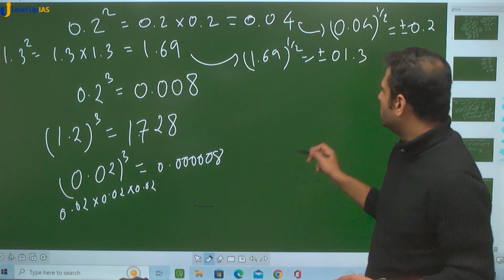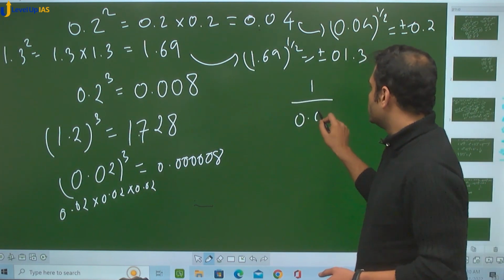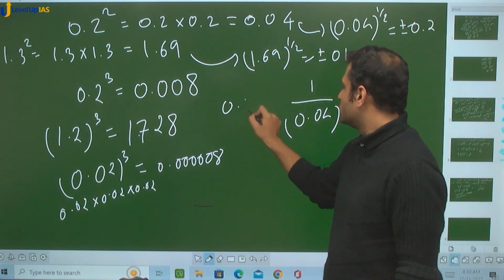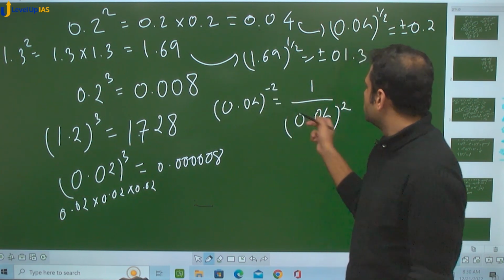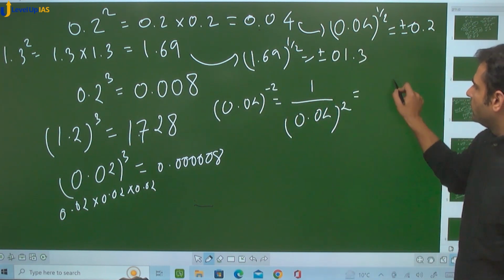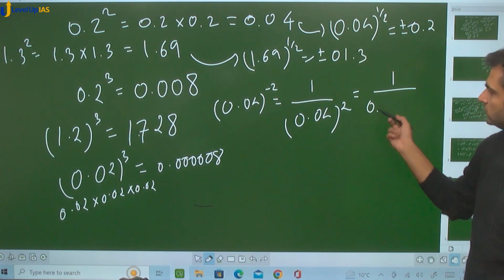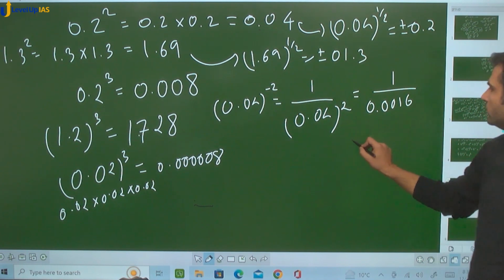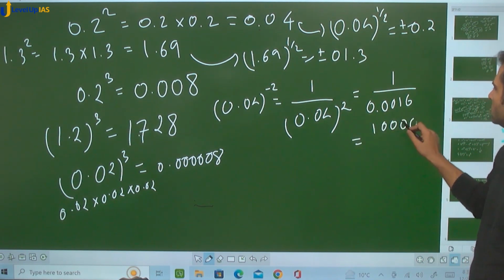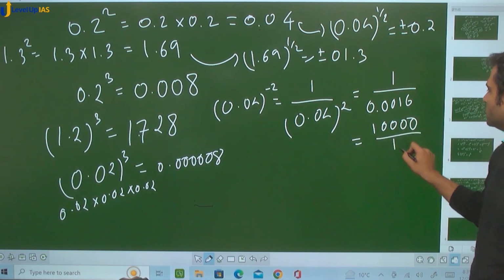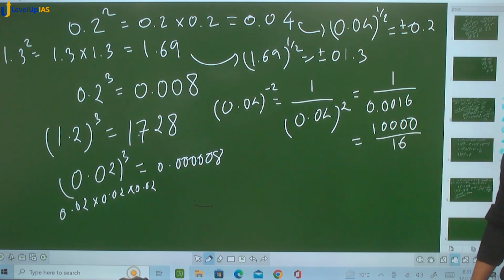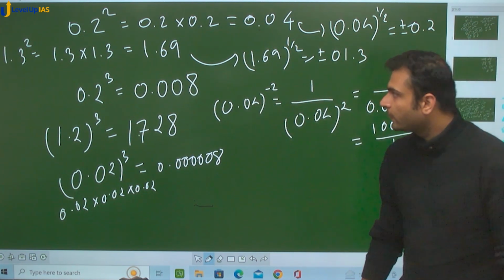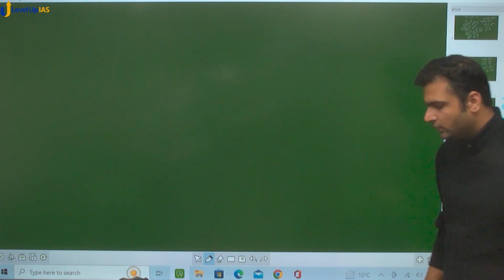And all other things you can always do, like 1 upon 0.04 raised to 2, or 0.04 raised to minus 2 is equal to this particular thing. It would be 1 upon 0.0016, equivalent to, you get rid of decimal places, divided by 16, and so on. And you can play around with all these rules. You can get the answer. Now, do a few questions.